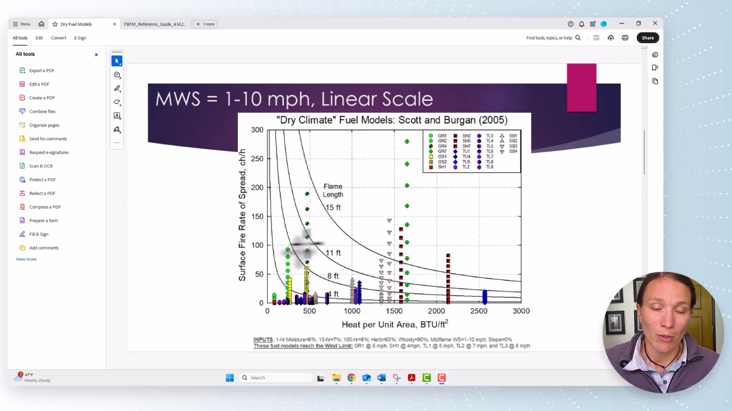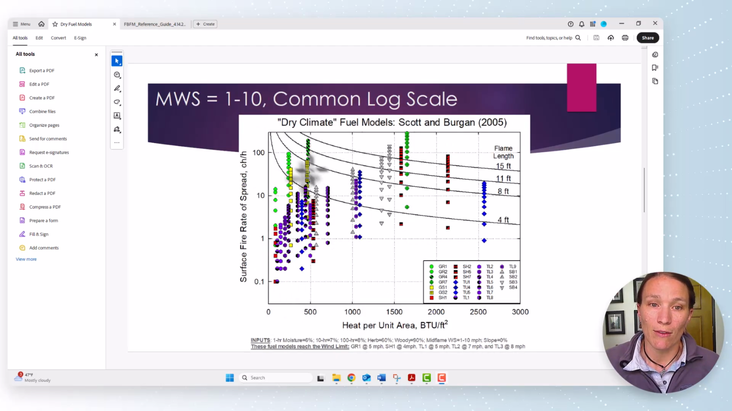Notice that in my bottom left over here, I can't see a lot of distinction between those, and so I would look at the fuel model graph that has those spread out in a logarithmic curve. That's just a big fancy word for saying it stretched those out.